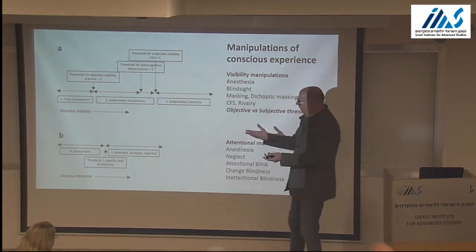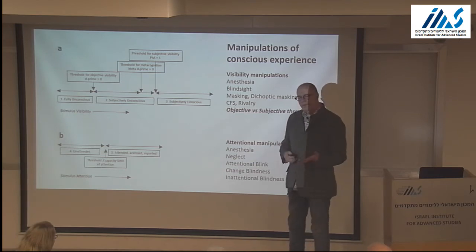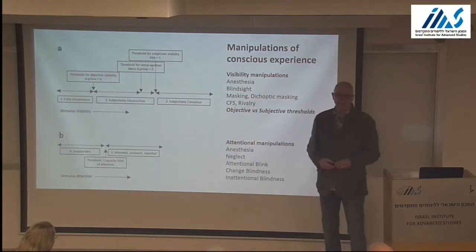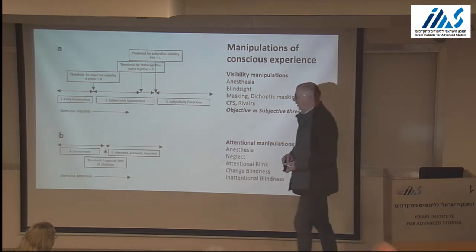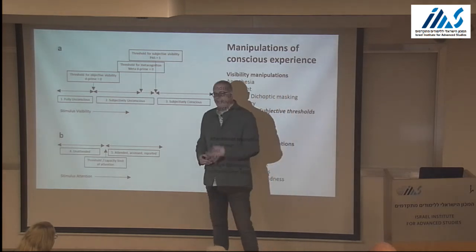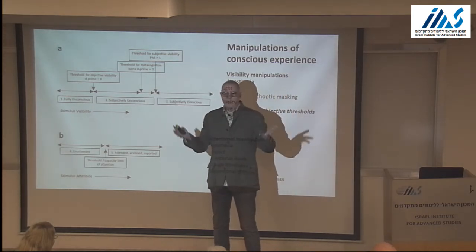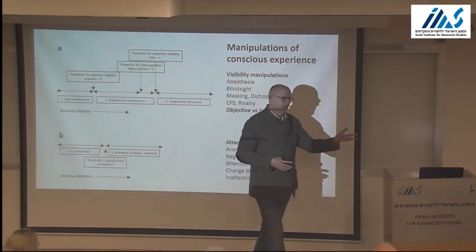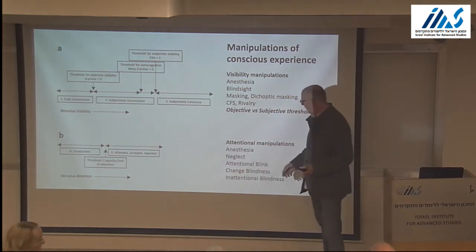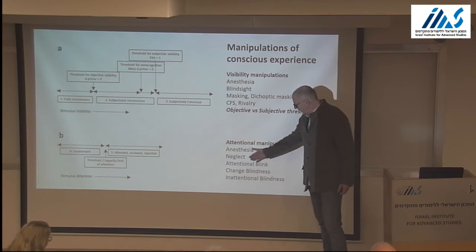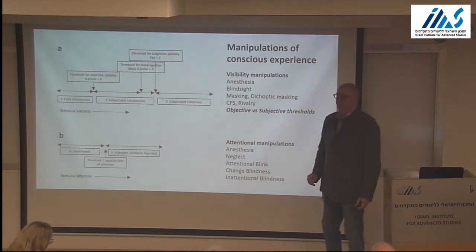But then, of course, what can also happen is that you use what's called a manipulation, not so much of visibility, but of attention. And then you enter a completely different domain, because now you don't have a subject just confronted with one stimulus, but typically with more. And then he attends one or the other, and then something happens with the others. Typical examples of that would be attentional blink, change blindness, and inattentional blindness manipulations.